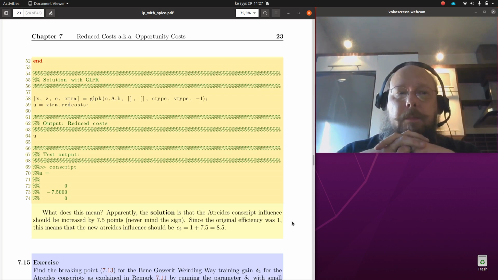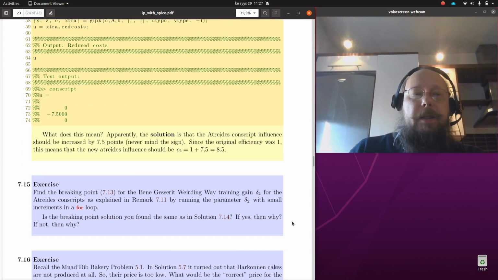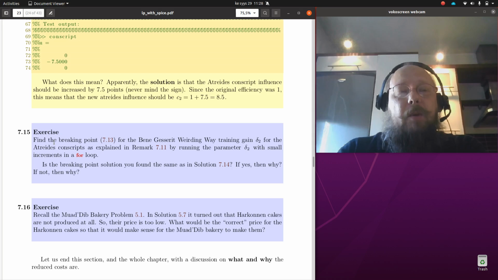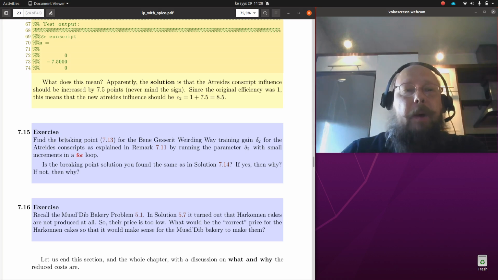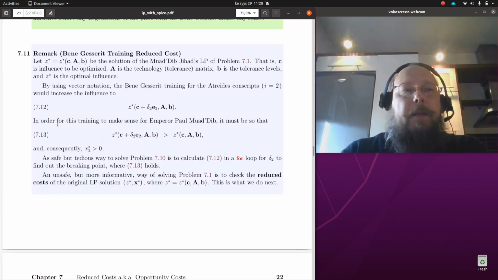Alright, that was what the reduced costs are all about with this longish example. Then we have a couple of exercises related to reduced costs, and exercise 7.15. Well, this is what we discussed in a remark. Let's have a remark here. So this is related to this remark 7.11, and the breaking point inequality 7.13.